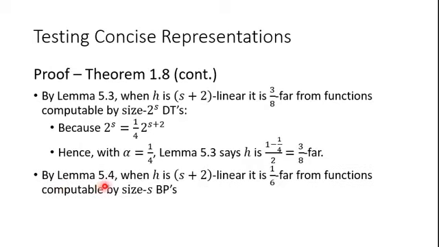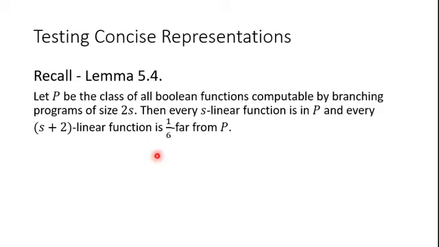Now we will see that by lemma 5.4, when H is S plus 2 linear, it is 1/6 far from functions computable by size S branching programs. This is actually pretty straightforward. Again, just to remind you, this relationship is derived exactly from this statement: every S linear function is in P, and every S plus 2 linear function, as our H, is 1/6 far from P.